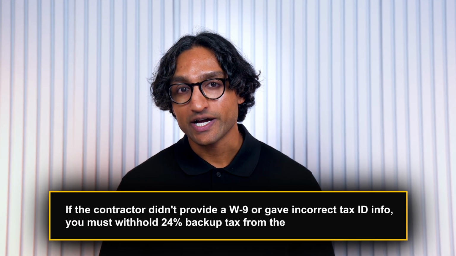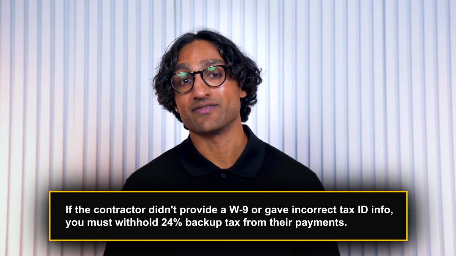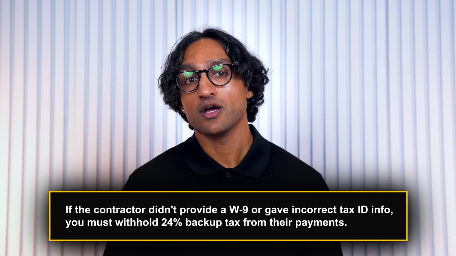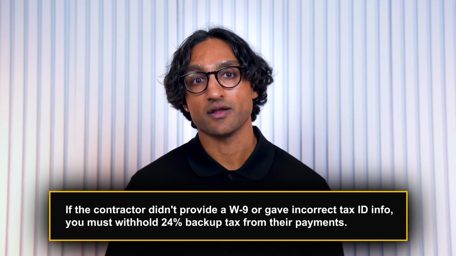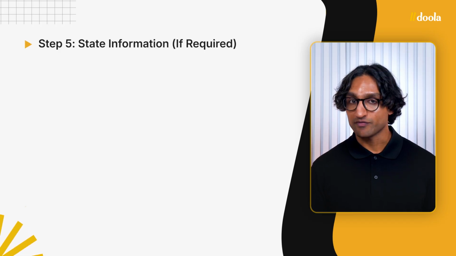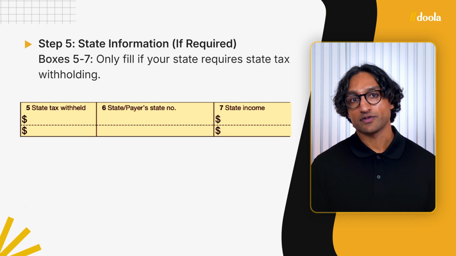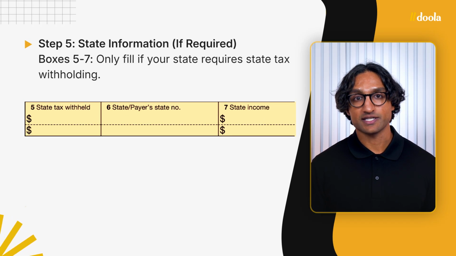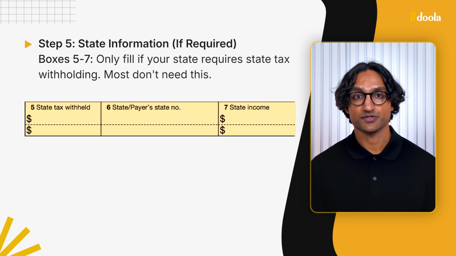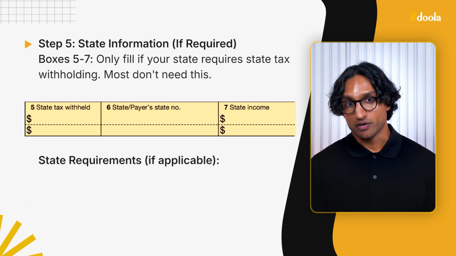But when do you withhold? If the contractor didn't provide a W-9 or gave incorrect tax ID info, you must withhold 24% backup tax from their payments. Step 5, state information if required. Boxes 5 through 7 only fill if your state requires state tax withholding. Most don't need this.